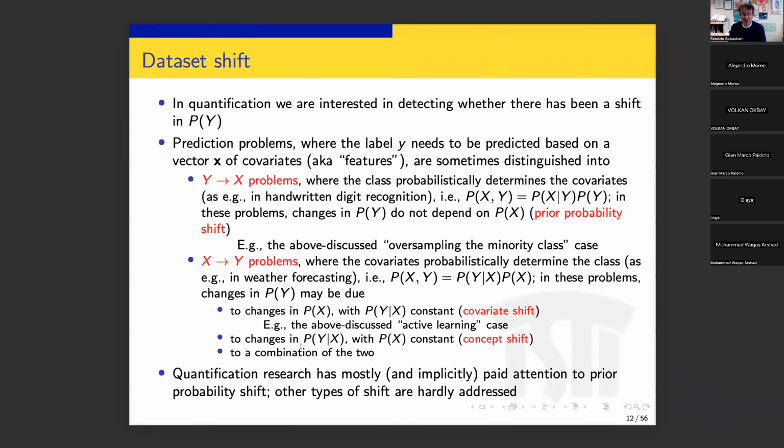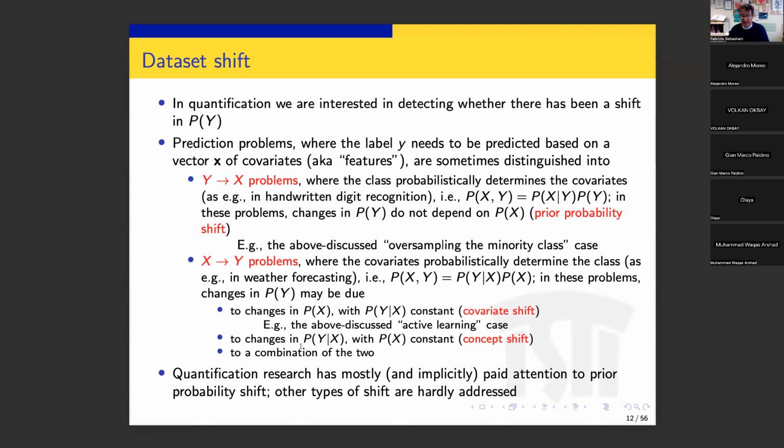Okay, so I was speaking about Y implies X problems and handwritten digit recognition. This is a Y implies X problem because the person who writes a digit intends to write, say, a 0, and generates a rendition of it with certain characteristics. So the intention to write a digit in a certain class generates the features. In this case, a typical factorization, which is mostly convenient for the joint distribution P(X,Y), is a factorization in terms of P(X|Y) times P(Y). And in these problems, changes in P(Y) do not depend on P(X).